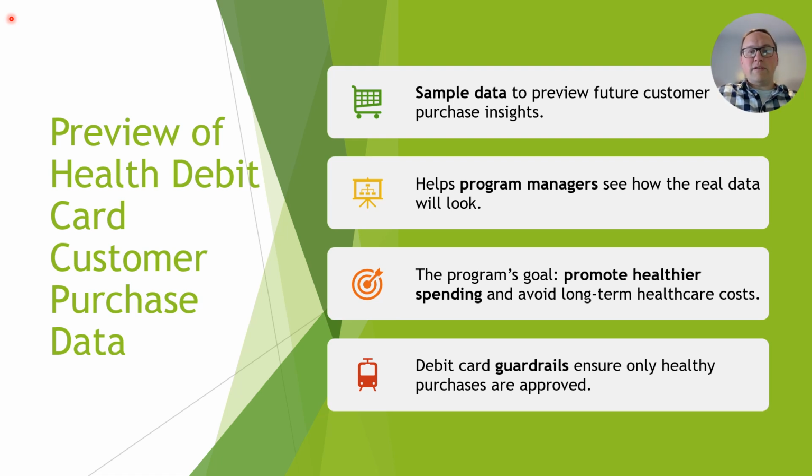So allowing these advocacy groups who help people with their health needs to make those smart choices and giving them extra funds so that they can make those healthier choices earlier in life. One of the debit card's main features is that it offers guardrails to ensure only healthy purchases are approved. So let's see what that looks like in visualization form as we explore the data set.